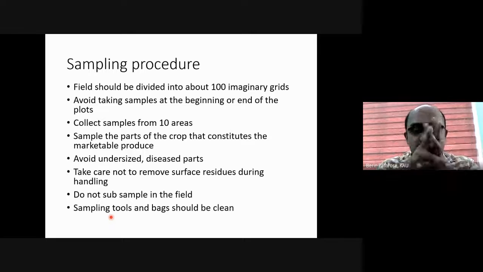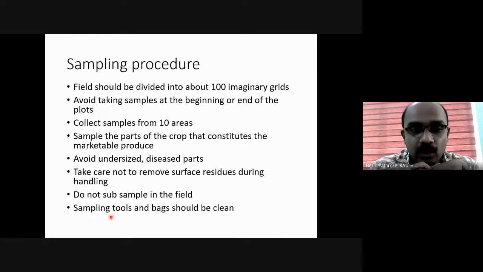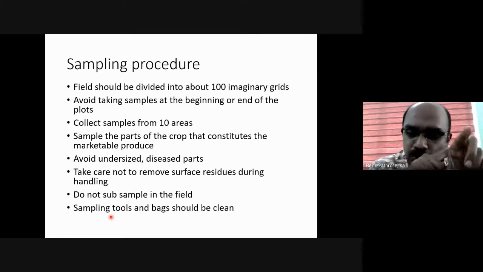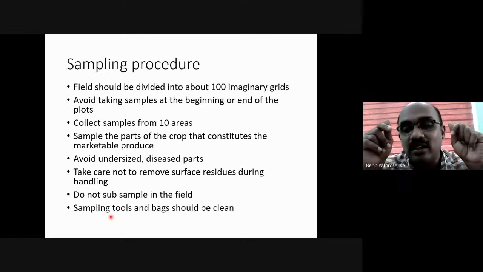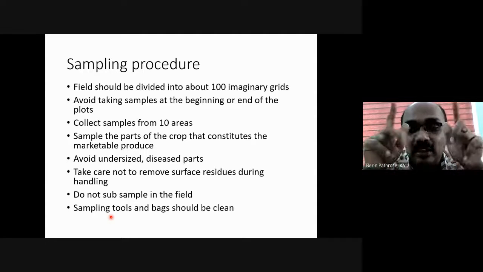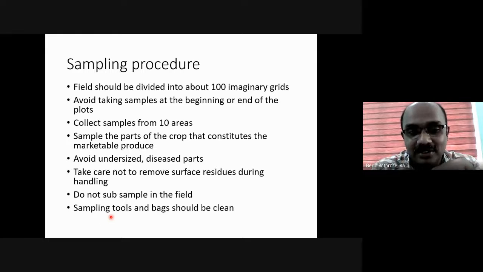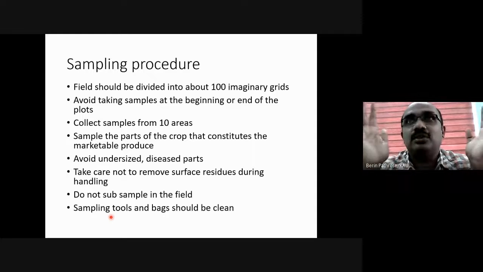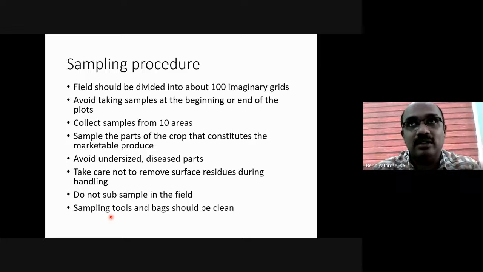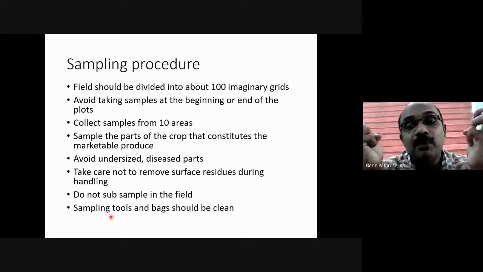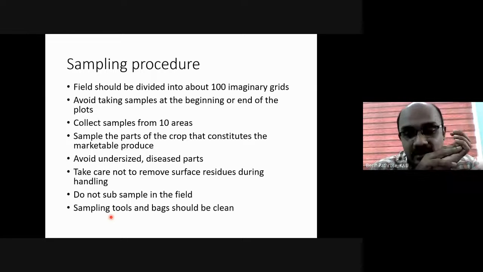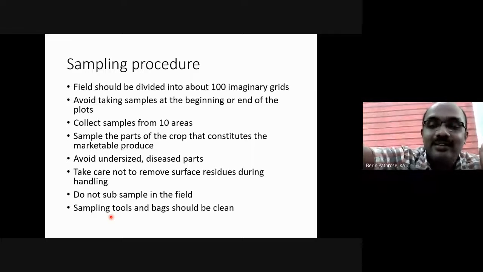If you are visiting a field, you divide that field into 100 imaginary grids, 100 squares. Imaginary, no need to divide it clearly. Just try to imagine, divide the field into 100 grids and sample from 10 grids. That means to represent the entire area.